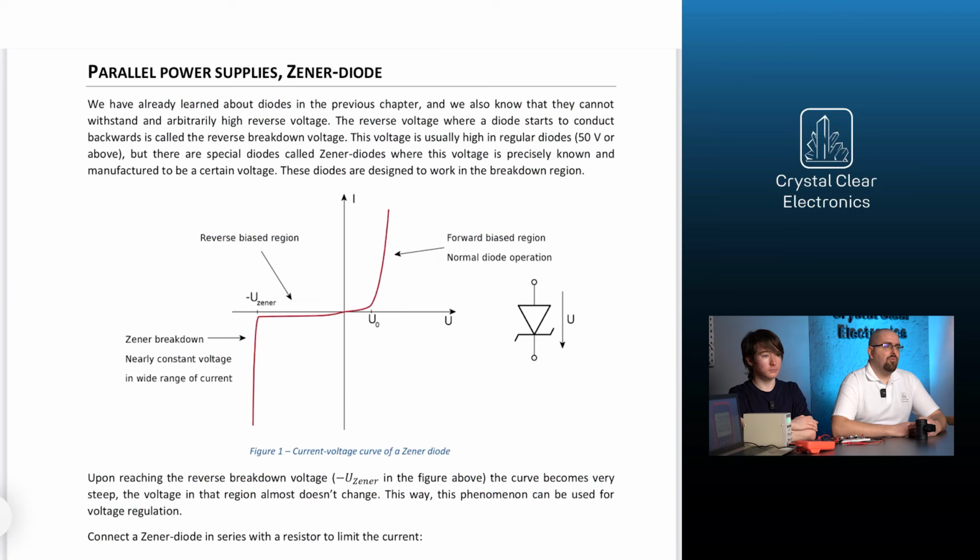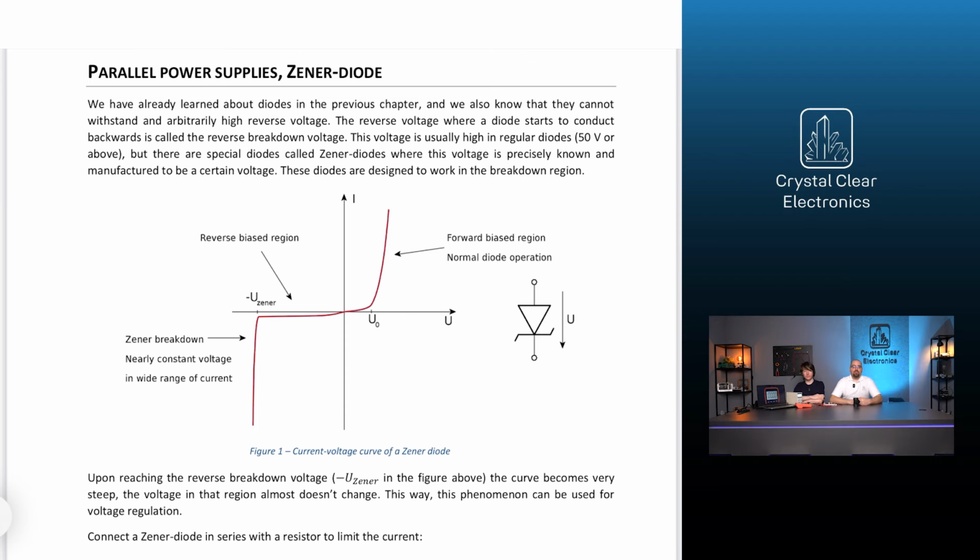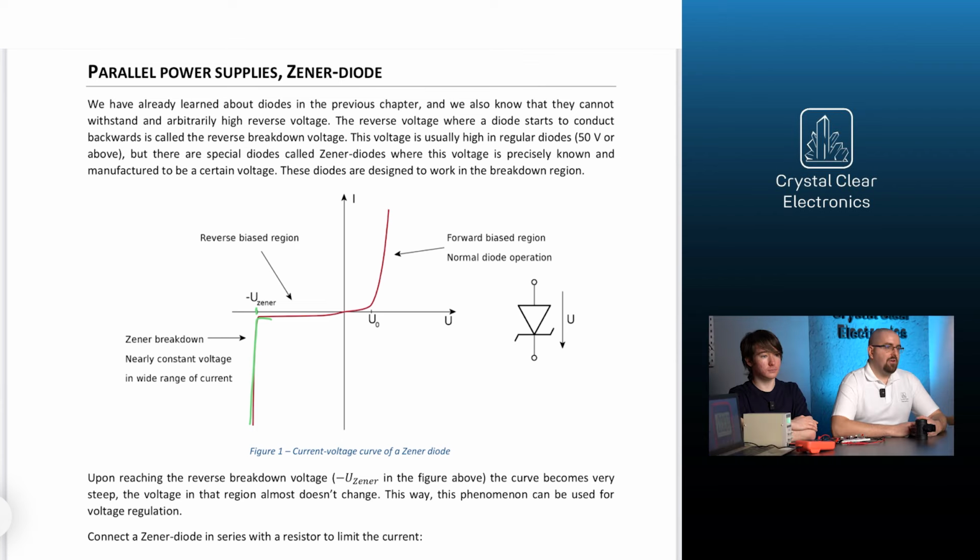These diodes are designed to work in the breakdown region. The breakdown voltage is indicated in the figure with U Zener. If the voltage across the diode is above this voltage value, the characteristics will be very steep. With a good approximation, the diode voltage does not change, only the current. Therefore, this region can be used very well for voltage stabilization.